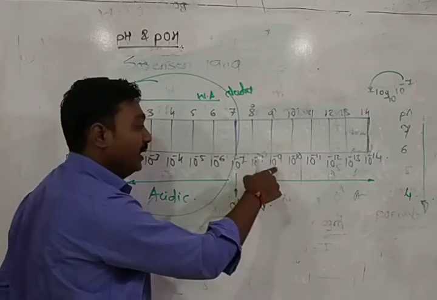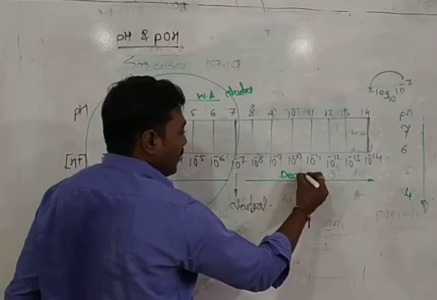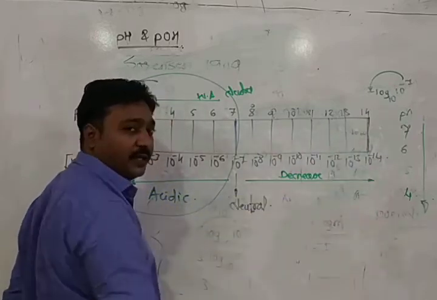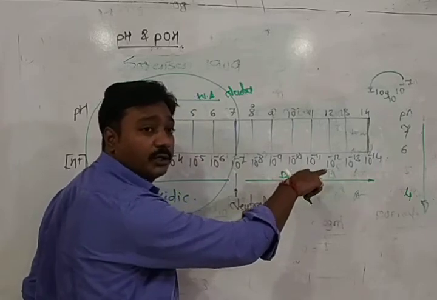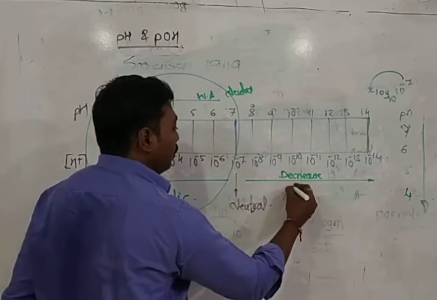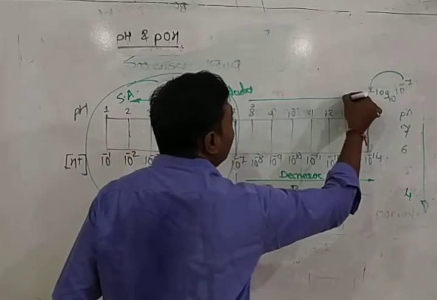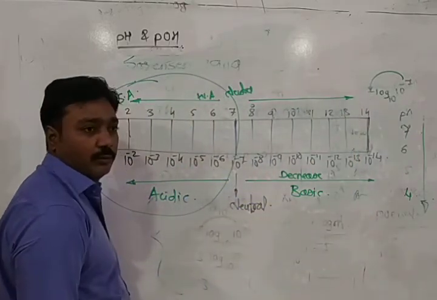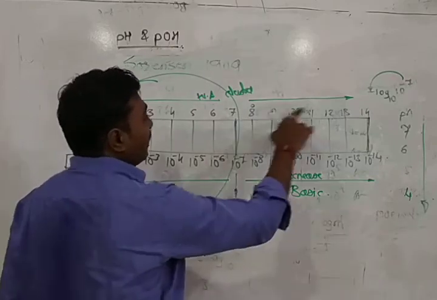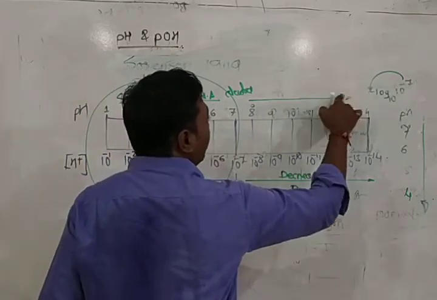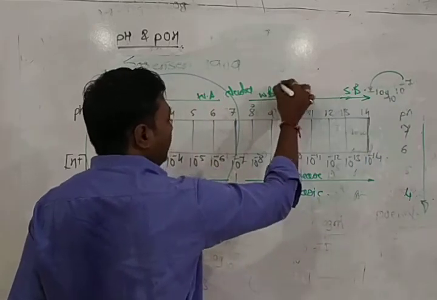Similarly, if the concentration of H plus decreases after minus 7, minus 8 is less than minus 7, minus 9 is less than minus 7. The concentration of H plus decreases, or the concentration of OH minus increases. The solution will be basic in nature. For that, pH will be greater than 7. If pH is greater than 7, the solution will be basic. Here it is strongly basic. Here it is weakly basic.